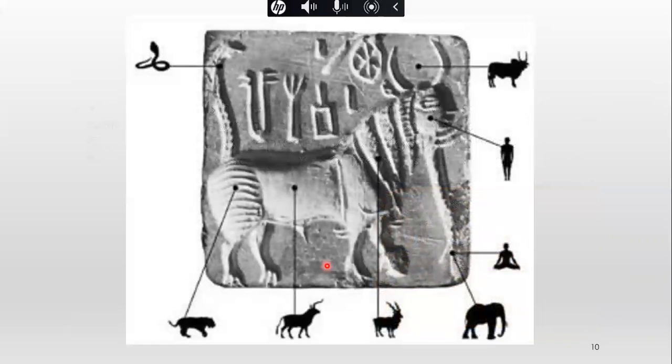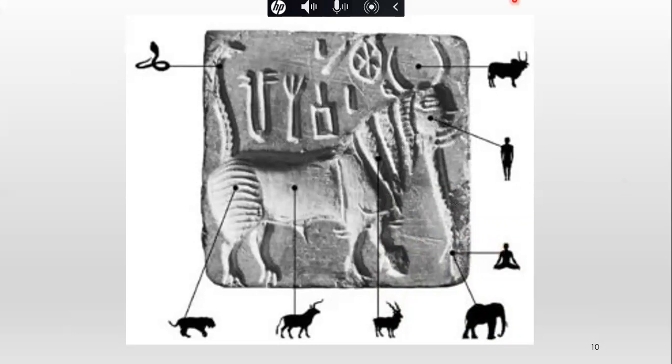Here you can see a seal that they tried to decipher. The seal depicts a human figure seated cross-legged. This is the human figure. Then two antelopes are shown below the seat. An elephant and a tiger are depicted on the right side of the figure, while on the left a rhinoceros and a buffalo are seen.